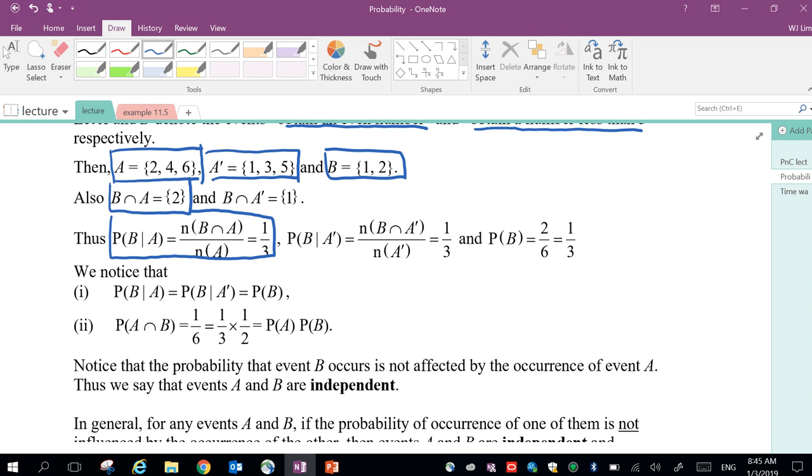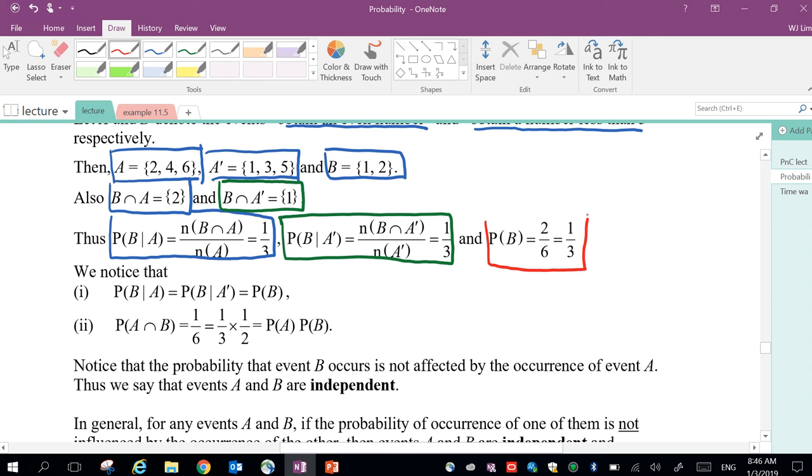Let us move on to B intersect A prime. A prime is 1, 3, 5. Which outcome occurs both in A prime and B? It's the number 1. So B given A prime, using the formula, is the number of outcomes in B intersect A prime divided by the number of outcomes in A prime. This is also 1/3. The probability of B happening is also 1/3.